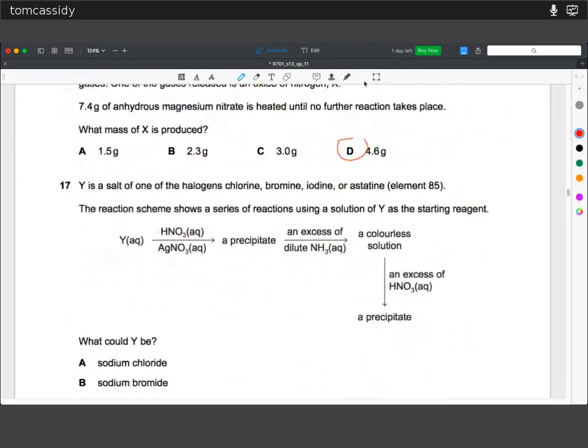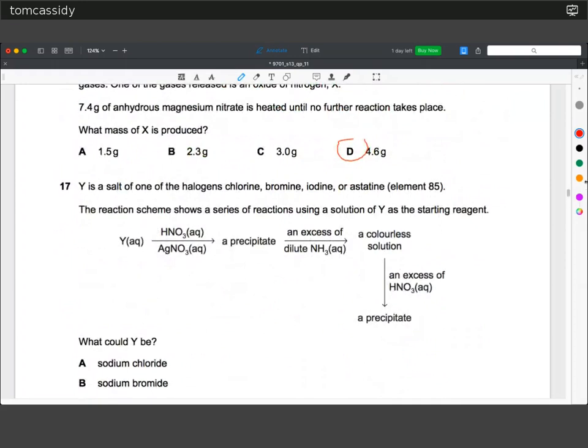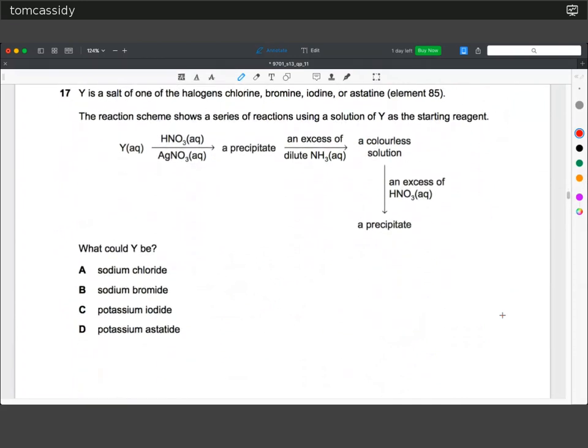Okay, question 17. Just scroll up a bit. Okay, so in this one, they're testing your knowledge of the kind of tests that you do in inorganic chemistry. And what they're really testing here is, if you've got, say, sodium chloride, sodium bromide, sodium iodide, if you're testing for these ions, the way you distinguish between them is, first of all, you add silver nitrate solution. And you can see that's what they've done in the first step.